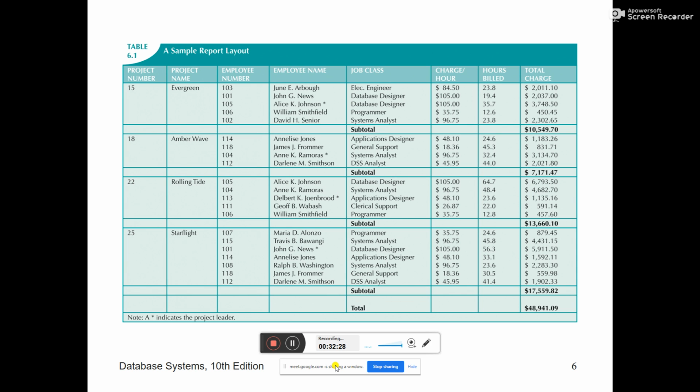Okay, now here we have a repeating group. What is a repeating group? We have one project number, one entry here as a project number, Evergreen or whatever, and we have multiple employee numbers for it. This is better. We have one project name and multiple repeating groups over here. Another one: one employee number or employee name and multiple entities for it. So this is a repeating group.